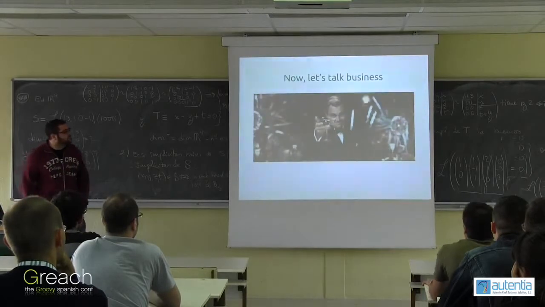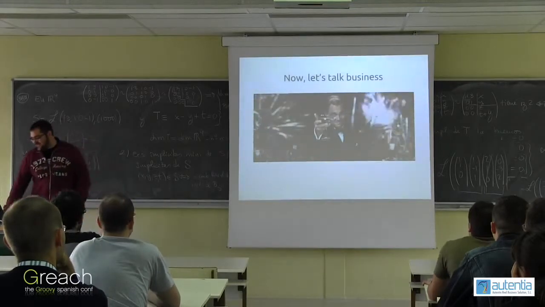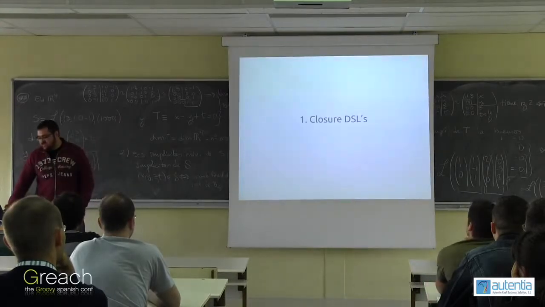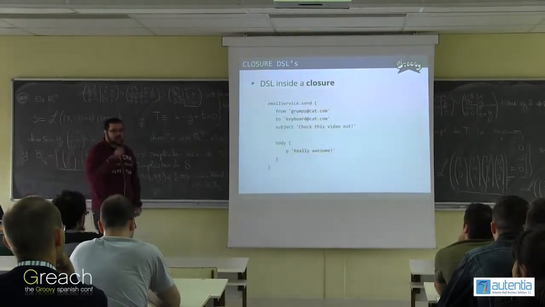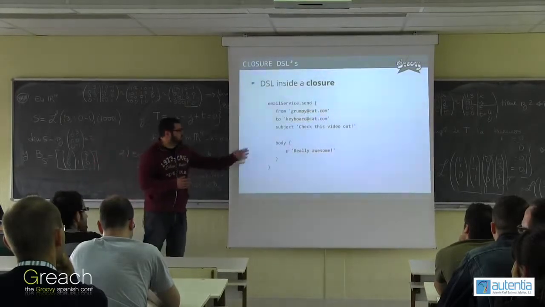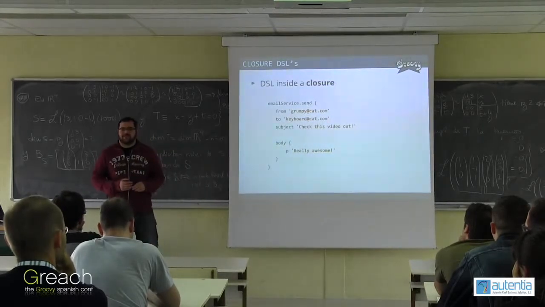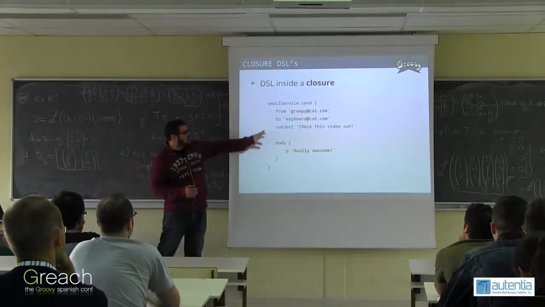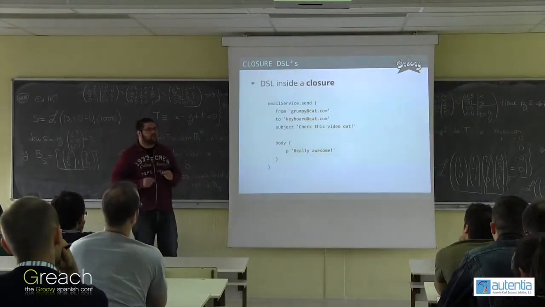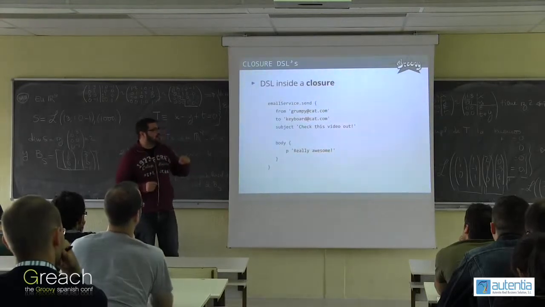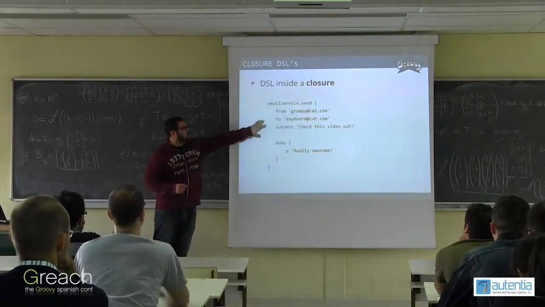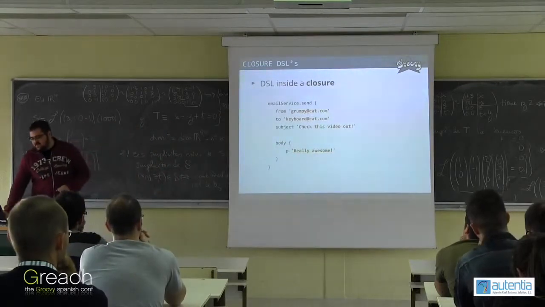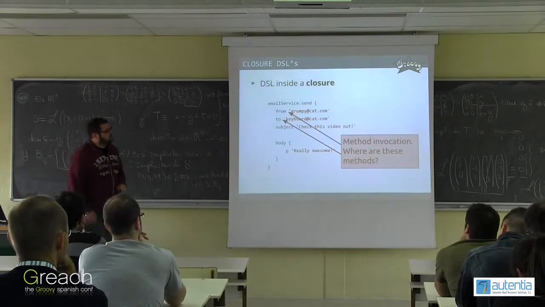Okay, so let's talk about the thing. First, closure DSLs. This is the typical example, starting with DSLs in Groovy. You want to send an email, and instead of putting a very big map as the argument, you call it with this kind of DSL. There is nothing strange here.